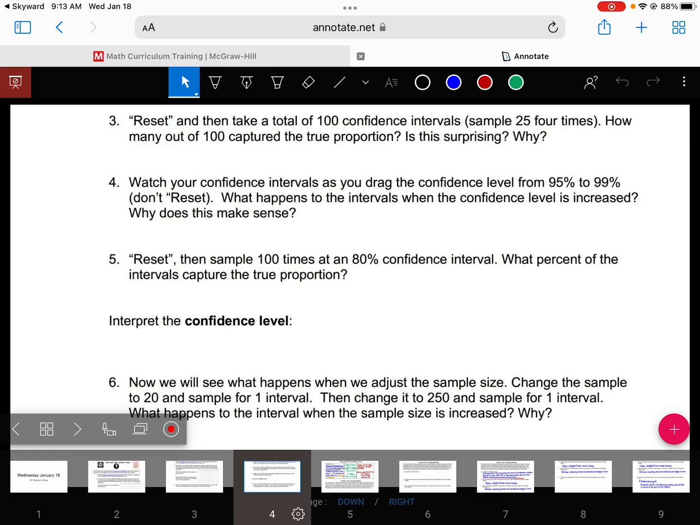Once you get that written down, I want you to look at number 5. I want you to hit reset, take your confidence level down to 80%, and I want you to do 100 samples, so sample 25 4 times, and write down what percent of the intervals are capturing the true proportion.